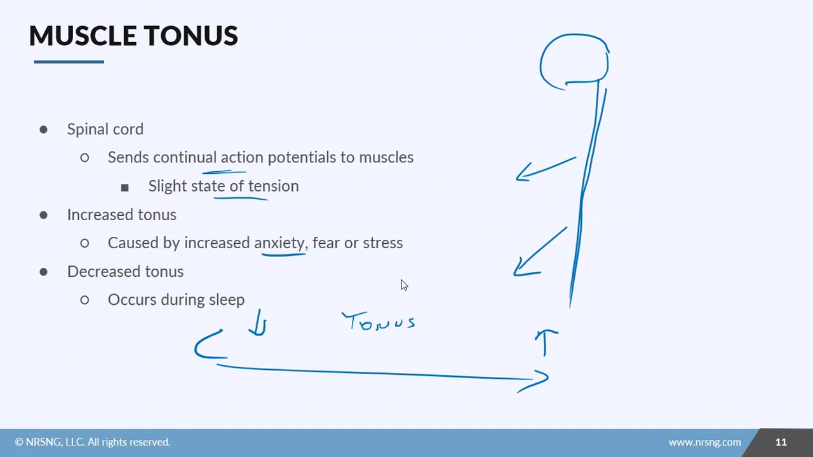Then you have decreased tonus, which happens during sleep. So when we're sleeping, our muscles need to relax as much as possible for repair and restoration. And that's what happens during decreased tonus.